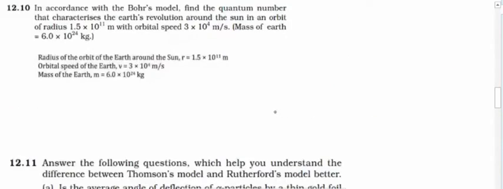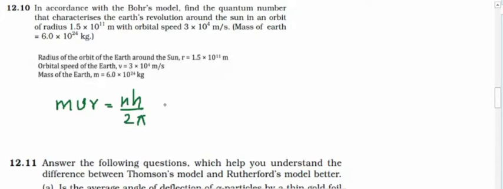Now, next question 10. In accordance with the Bohr model, find the quantum number that characterizes the Earth's revolution around the Sun in an orbit of radius 1.5 into 10 power 11 meter with the orbital speed 3 into 10 power 4 meter per second. Mass of Earth is equal to 6 into 10 power 24 kilogram. Okay, we are asked to calculate the quantum number of Earth. So we can use this formula, angular momentum, mvr is equal to nh by 2 pi.